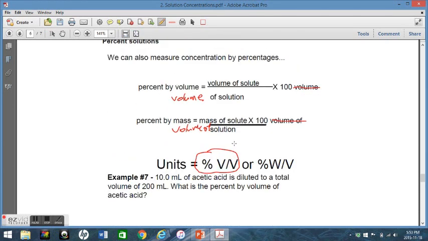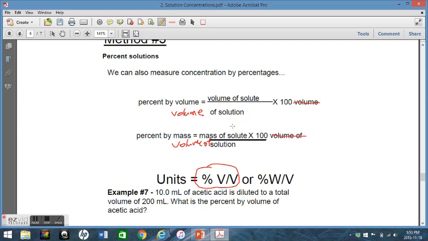Very often, this mass of solute, we'll look at some examples with this a little bit later on in class. I'm not going to do a ton with these ones in the video. We will deal with them. The volume ones are much more common. So we'll get to the mass later on.